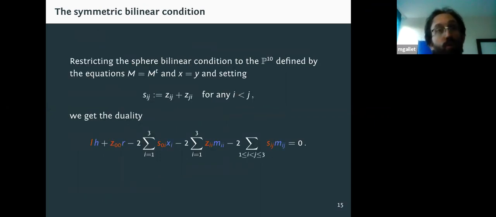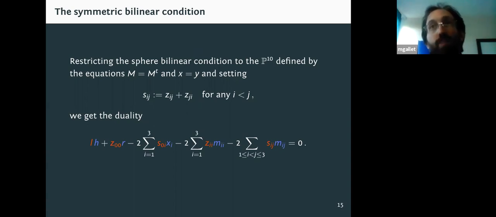Now, what do we do? So this X-inv lives in a P10. Okay, so it lives in a P10, probably defined by the equations M equals M transpose and X equal to Y. And now, if we change a little bit the varieties in leg space, so namely we introduce these quantities S_ij, which are the sum of Z_ij and Z_ji, we get another duality that now fits well with the setting that we introduced here, the setting of dualities, of involutions.